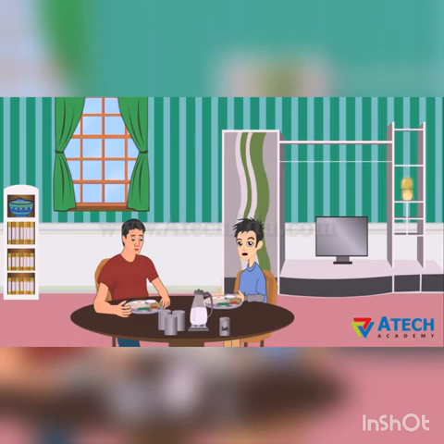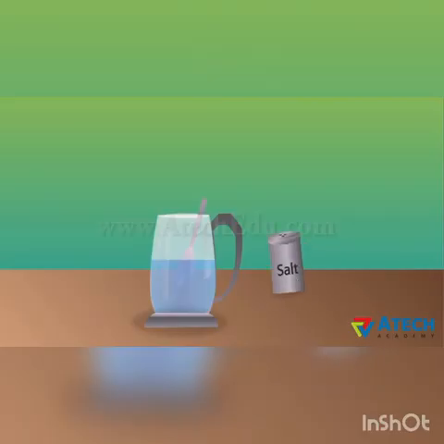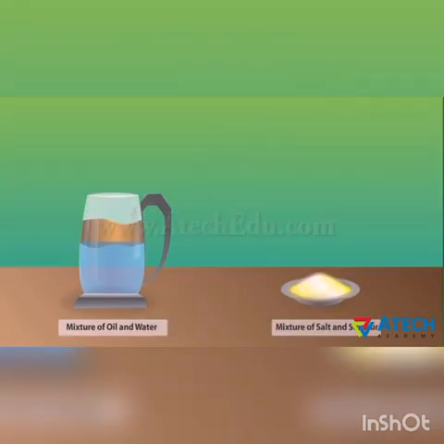Mixture? What is this, Dad? A mixture consists of more than one substance mixed in any proportion. Mixtures such as salt in water and sugar in water have uniform composition throughout. Such mixtures are called homogeneous mixtures. Mixtures such as oil and water, salt and sulfur have non-uniform composition throughout. Such mixtures are called heterogeneous mixtures.